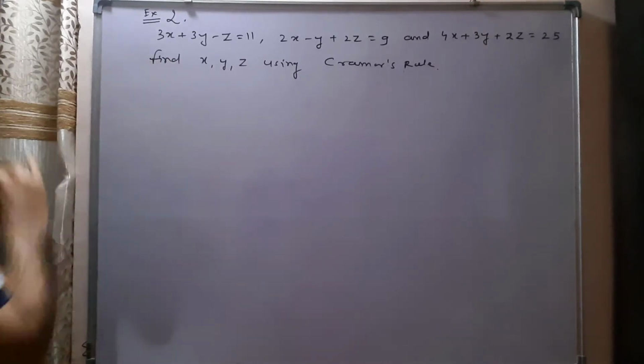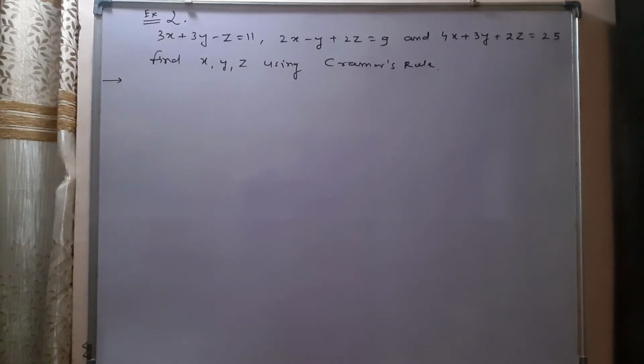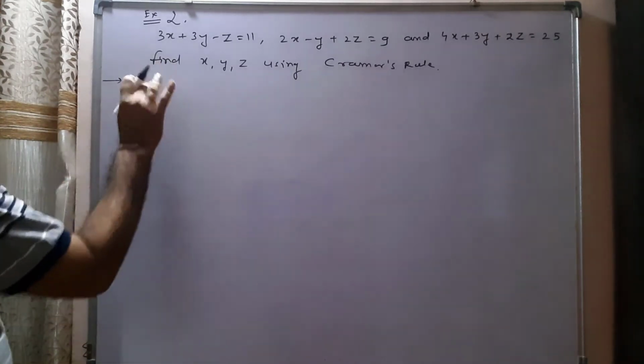So here we take three simultaneous equations, and we have to find out the value of x, y, z by using Cramer's rule. So first we write down these three equations.